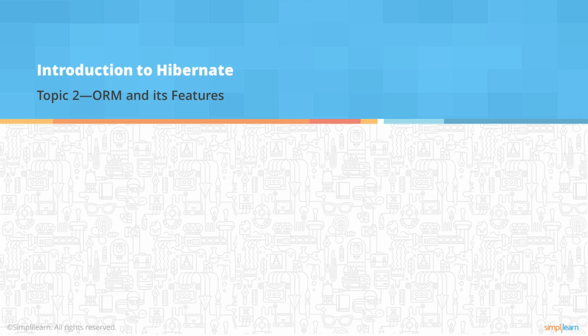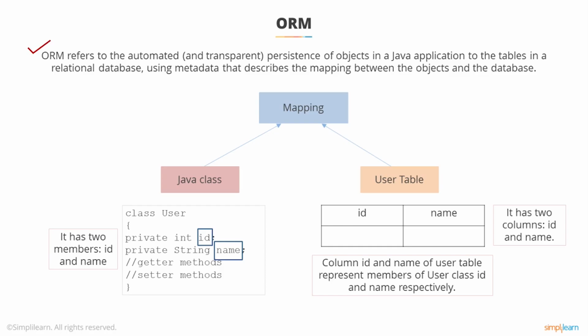Let's look at ORM and its features. ORM refers to automated and transparent persistence of objects in a Java application to the tables in a relational database using metadata that describes the mapping between the objects and the database. So here, once we create a Java POJO class, or plain old Java object, in our code, and let's say we provide data members like ID and name, we will automatically be mapping this to a table in the database, which the Hibernate framework will generate automatically for us with the same set of columns, mapped to the class structure that we have. And hence we call it an object relationship mapper. So the object structure that you have will be mapped to the database table structure.